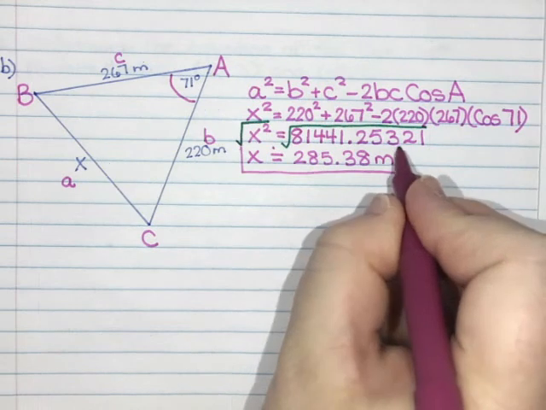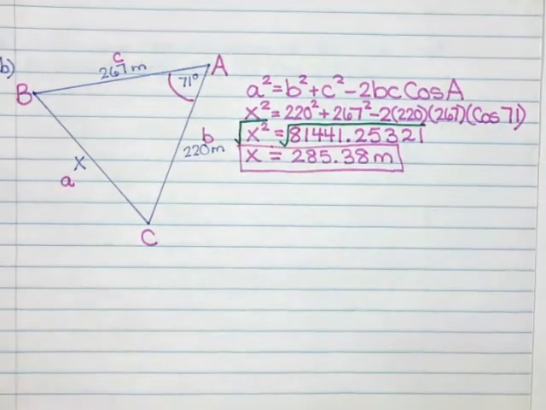So our side is 285.38 meters. And that's what you need to know about cosine law versus sine law. So it's now your turn to go and try some practice.